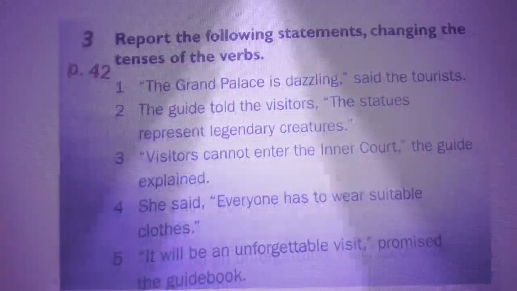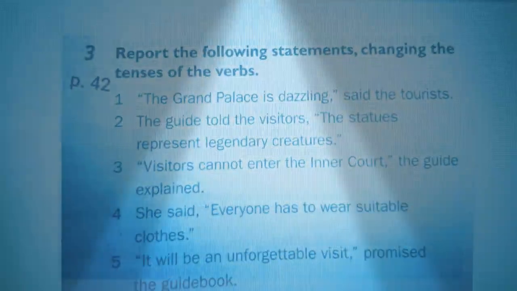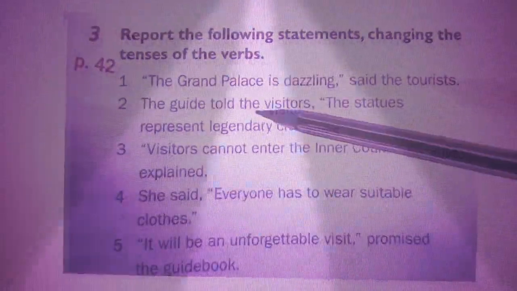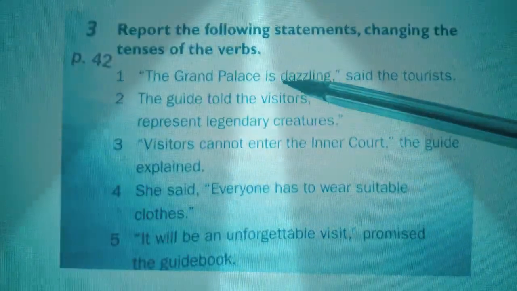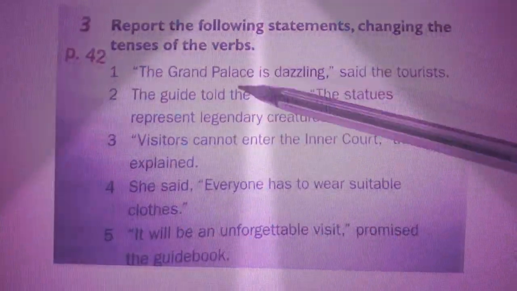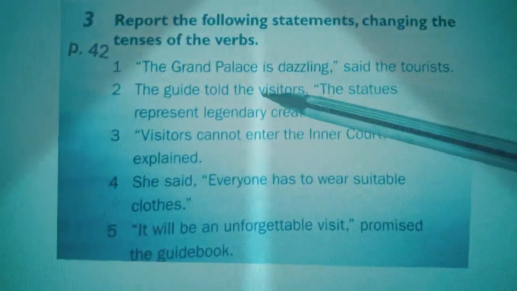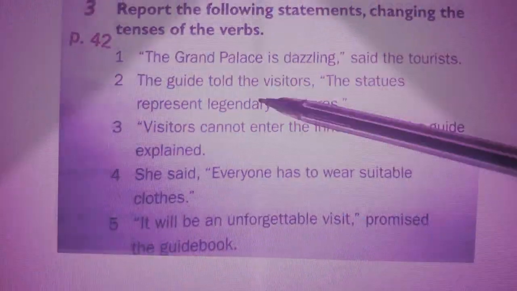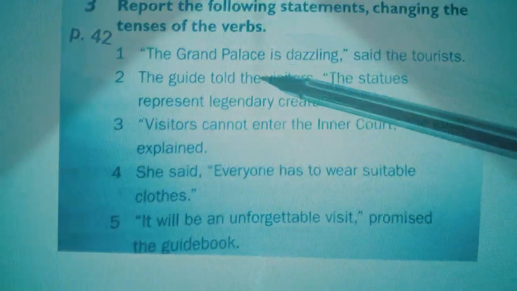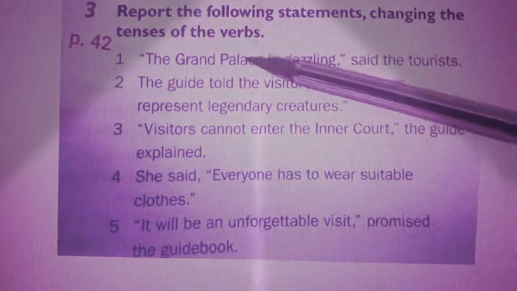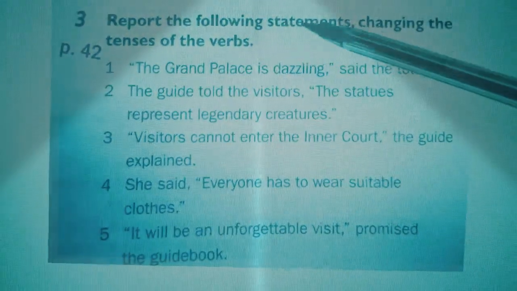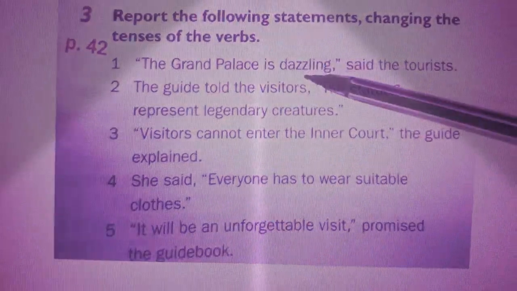Okay, so number 1, the Grand Palace is dazzling. Now look at this verb here. This is not a helping verb. This is the main verb, followed by what? By an adjective.